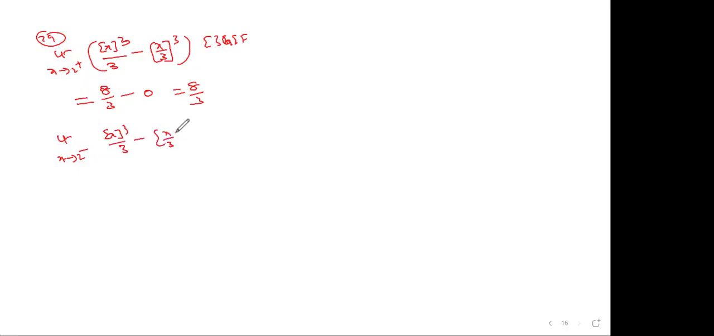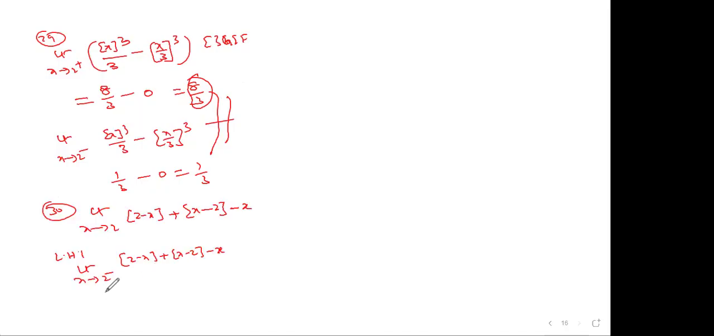This is x by 3. See, this cube is there now. 2 minus, if I say, then it is 1 by 3. Here, anyhow, it is 0. 2 minus means anyhow it is 0. So 1 by 3, the limit does not exist. But he asked only RHL. So the answer is 8 by 3. That is your answer.